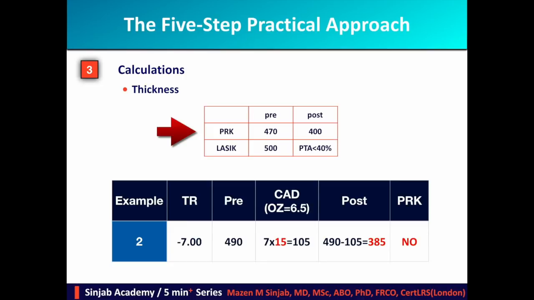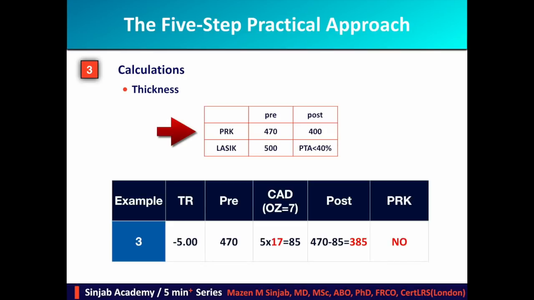This is another example. The total refraction is -7 and the pre-op is 490. The optical zone is 6.5, therefore the central ablation depth is 105. So the post-op thickness will be less than 400 microns, as you see, so I cannot go for PRK. This is another example, -5 total refraction, pre-op is 470. The central ablation depth for 7 millimeter optical zone is 85, therefore, the post-op thickness will be less than 400 microns, so I cannot go for PRK.